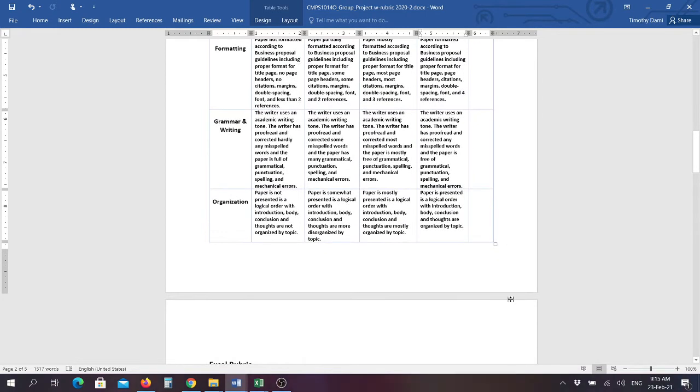The last part of the rubric is organization. The paper is presented in a logical order with introduction, body, conclusion, and thoughts are organized by topic. So that means in your paper, you don't have the table of contents on page 6, you don't have the cover page at the end, you don't have your references in the middle of the paper. You have them where you cited them, and then you have the entire reference list at the very end, right?